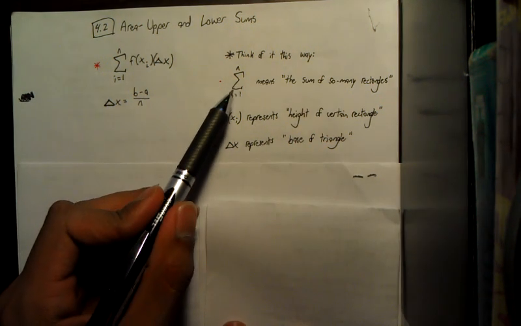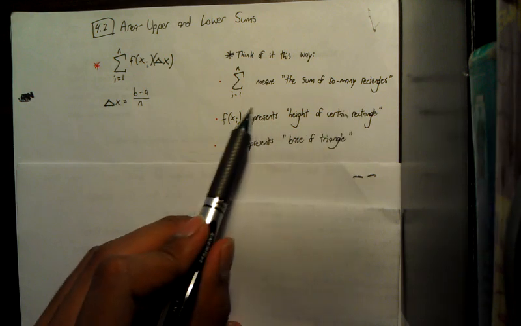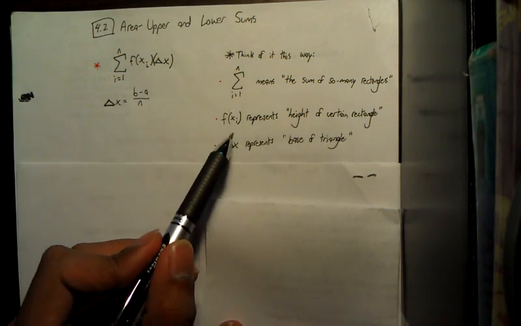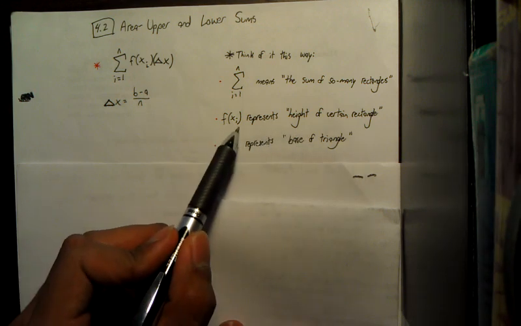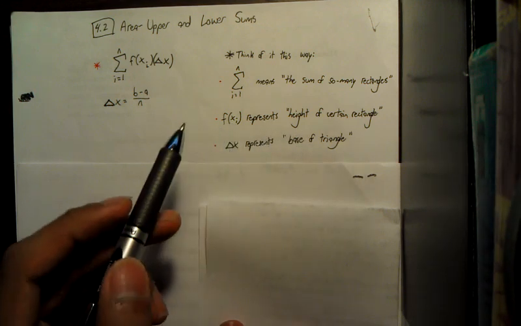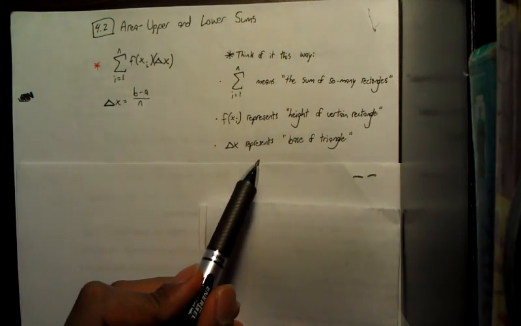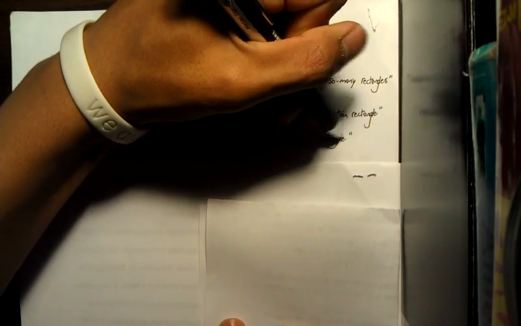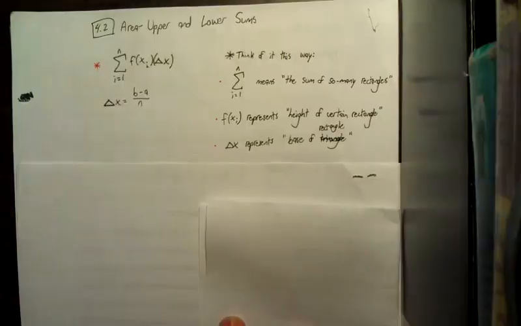If you think of it this way, this symbol means the sum of so many rectangles, where n corresponds to the number of rectangles. F of x sub i represents the height of a certain rectangle, i meaning whether it's the first, second, third, etc. rectangle, and then change in x represents the base of the rectangle.